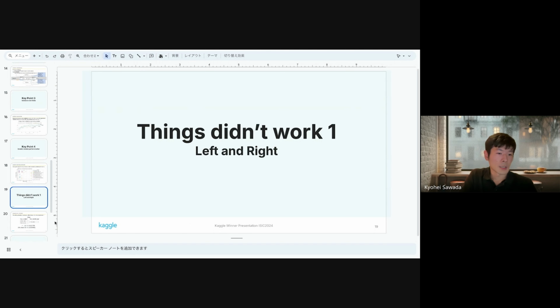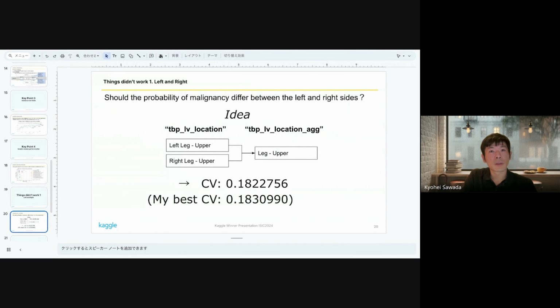So now I'll explain the things that didn't work. Number one: I noticed that the data had separate variables for left and right, and my GBDT model treated them as distinct features.